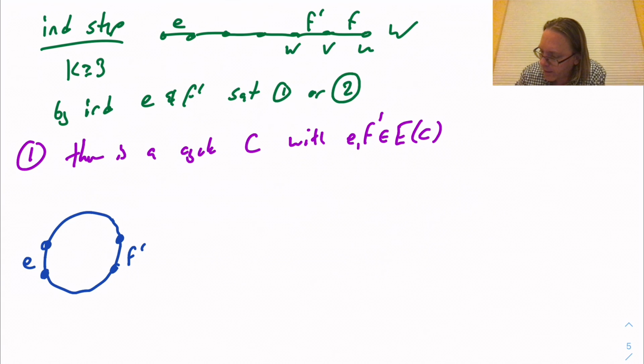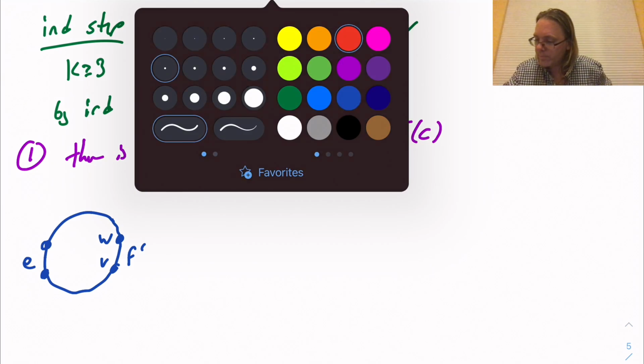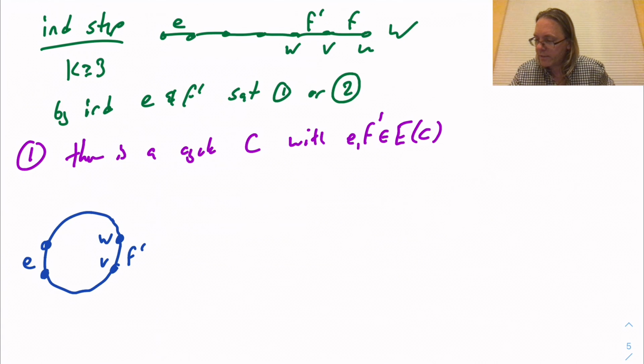So let's draw that. There's E and there's F prime. Again, F prime is the edge from W to V. And the edge F has ends V and U. So let's think about what the edge F might look like.